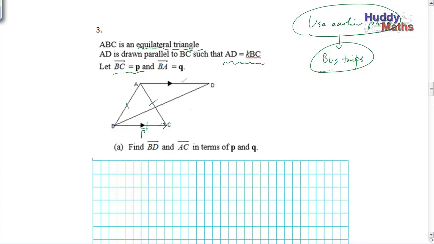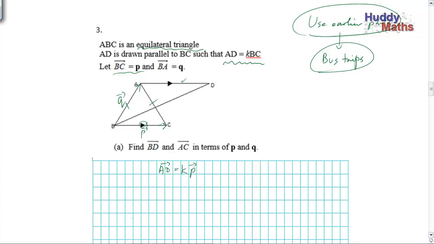BC is a vector P, don't confuse it with a parallel line thing. BA is Q. Find BD and AC in terms of P and Q. Well, let's use our given information. AD is K times BC, but they said BC was P, so let's slip it in there.